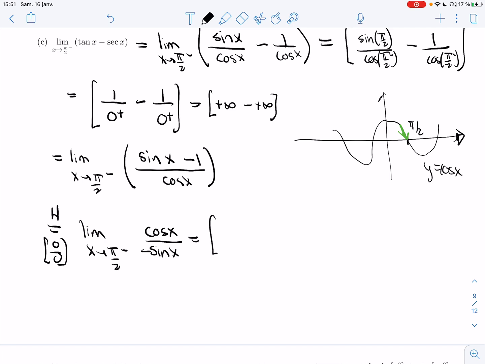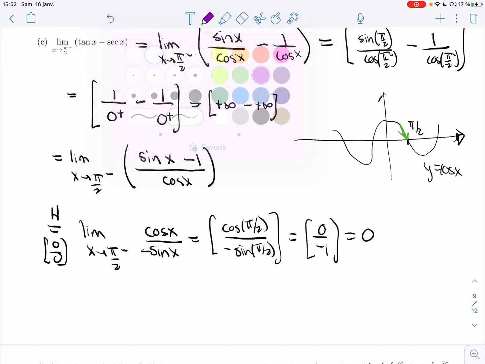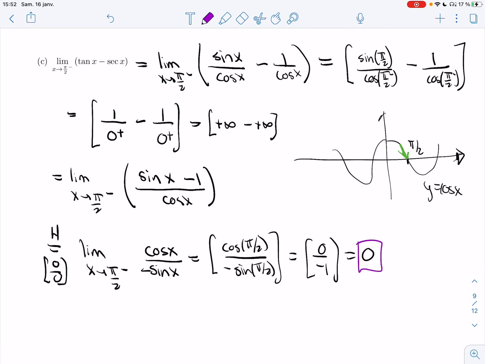And now if I plug it in, I'll get cosine of pi on 2, which is 0, over minus sine of pi on 2, which is minus 1. So 0 over minus 1, 0. All right, so this is telling us that as x goes to pi on 2, tan of x and secant of x are both blowing up to infinity, and they're blowing up to infinity at exactly the same rate because their difference is getting to 0. I think it's nice.